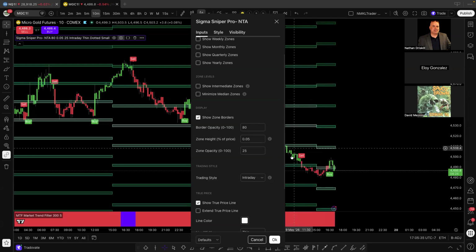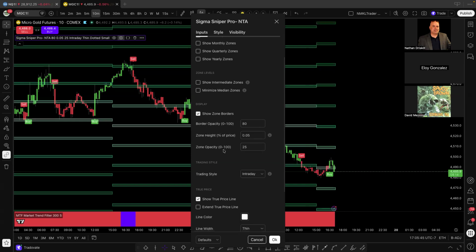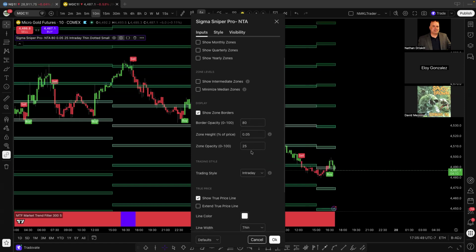That's why when we're trading futures, I like using the daily because I know when it's going to close. Now what I also like to do is I set my border opacity for about 80. That way it's just barely shaded, or I mean, it's darker. And then my zone opacity to about 25 so it's lighter. You can see price and what it's doing inside the zone instead of having a real dark color.